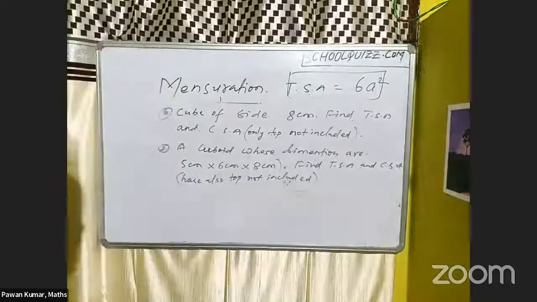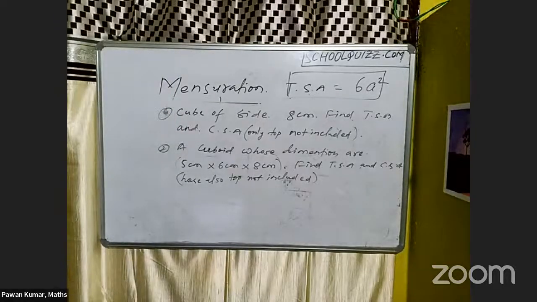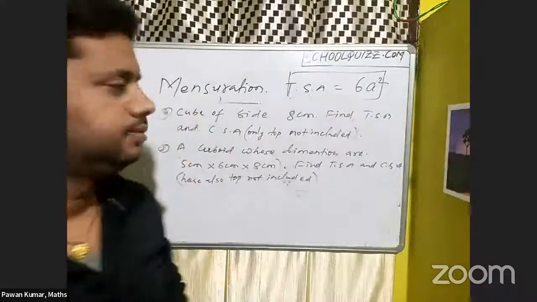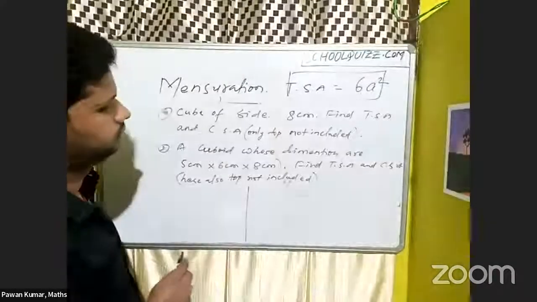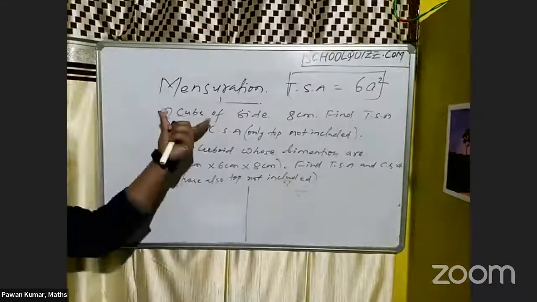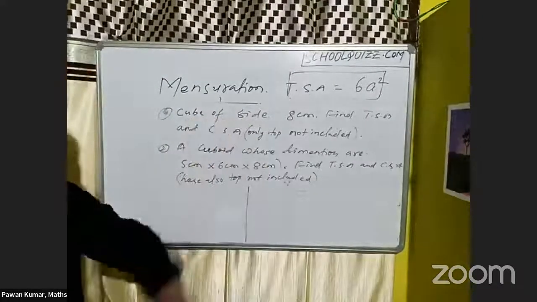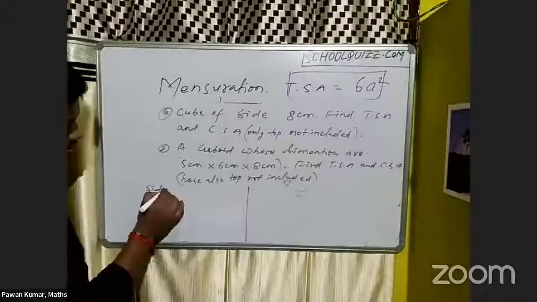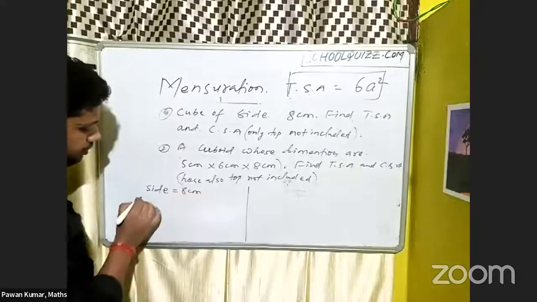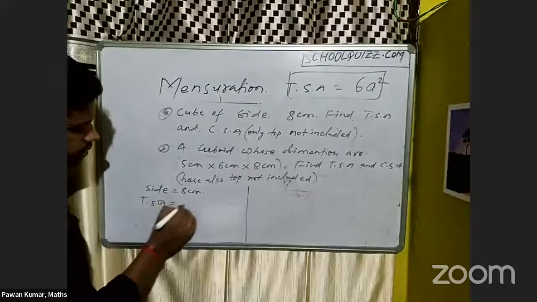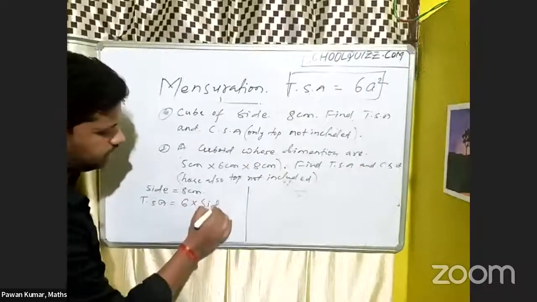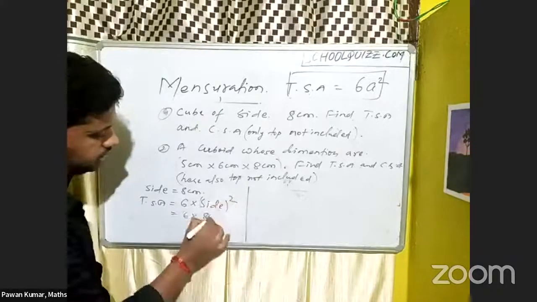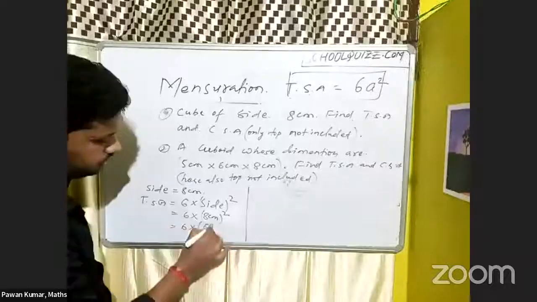So anyone who got that answer? Ritunjay, did you get the answer? Anyone? What is the TSA, total surface area, of that cube? Sir, 384. Yeah, why are you getting 8 centimeter? So if I am saying TSA, total surface area is nothing but 6 into side square, correct? So what you have to do: 6 into side square means 8 centimeter whole square. 6 into 64.